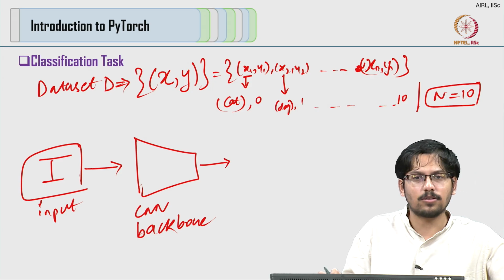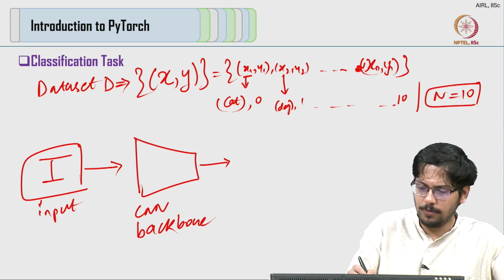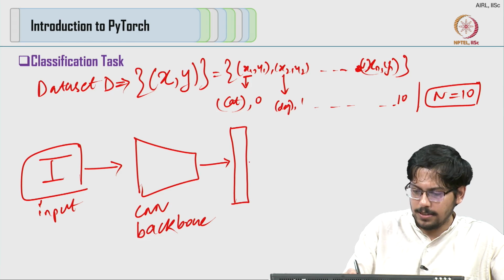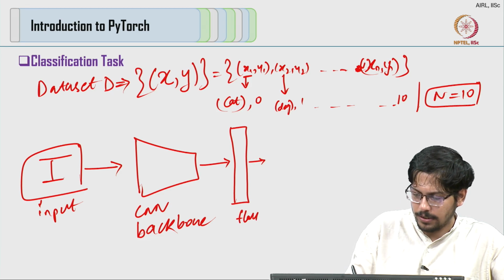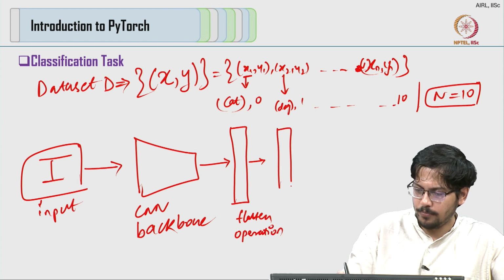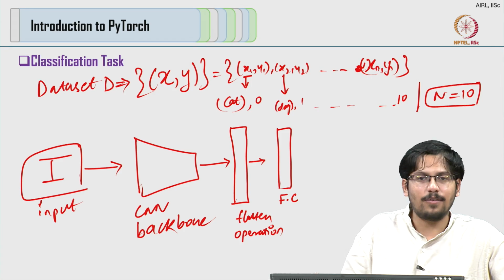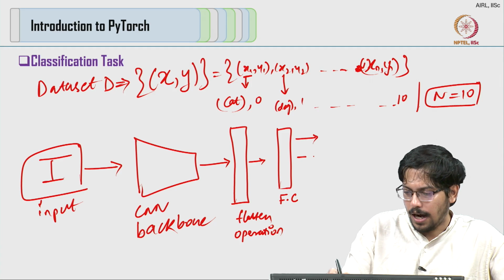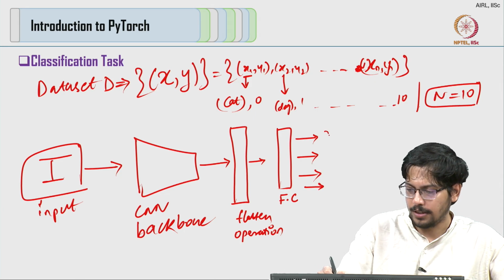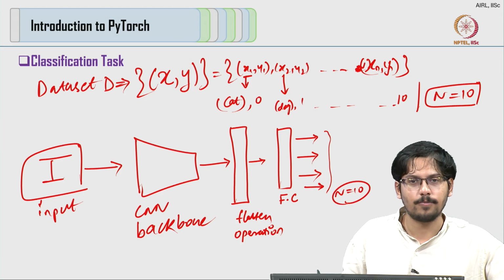Now since this is the task of classification, the feature maps that we get from the CNN backbone, we need to flatten and make into a vector. This is the flatten operation. Once we perform the flatten operation, we pass it through a fully connected layer, which we will call the FC layer, right. Let us say we have one FC layer. The output neurons in this FC layer would be n, because there are n output classes; for us it is 10 here, so there are 10 output classes.